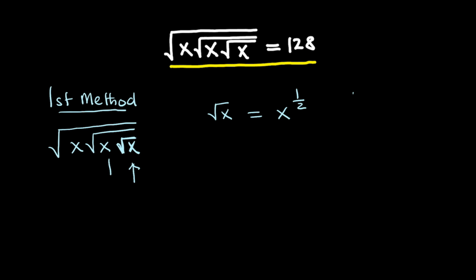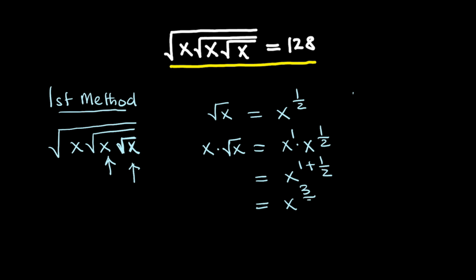Now let us move to the next x. This multiplied by the first will give us x times x raised to power 1 over 2. Let us tidy this up. This is same thing as x raised to power 1. And by law of indices, this is x raised to power 1 plus 1 over 2, which gives us x raised to power 3 over 2.